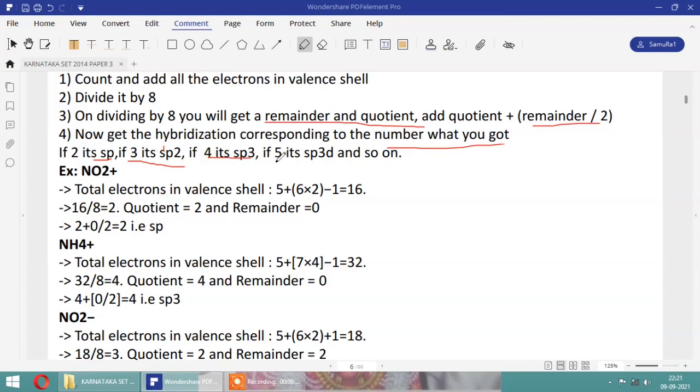If it is 4, it is sp3 hybridization. If it is 5, it means sp3d hybridization. Let us take the hybridization of nitrogen in NO2 plus. The total valence shell is 5 for nitrogen. There are 2 oxygen, so 6 into 2, and for the plus charge you have to subtract 1, so it is 16. 16 by 8 is 2. Quotient is 2 and the remainder is 0. So it is sp hybridization.